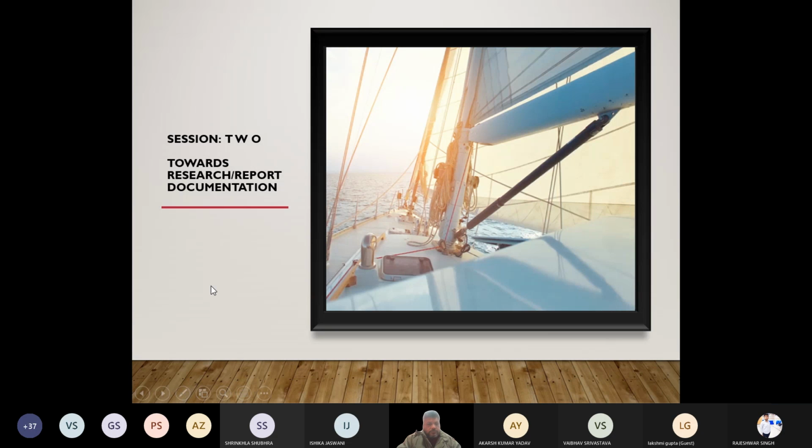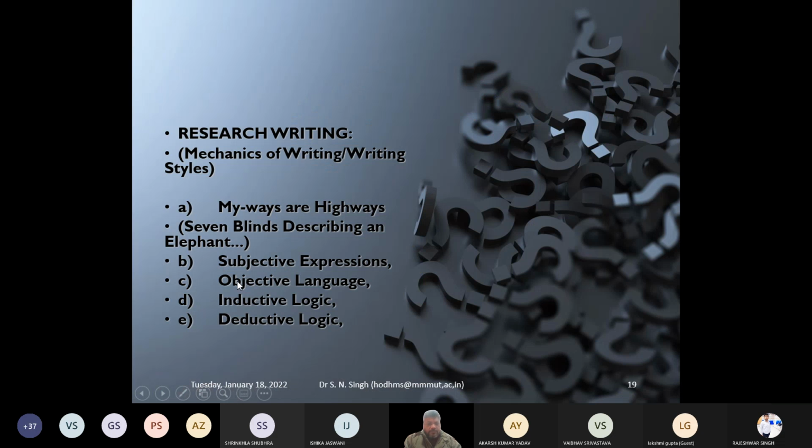Research report documentation, sir. Okay. Towards research report documentation, and our key focus is report documentation. So my dear students, welcome to the second session on report documentation. We are going to discuss quality documentation, or how to document a well-drafted, well-crafted report. And here I would like to start the point.